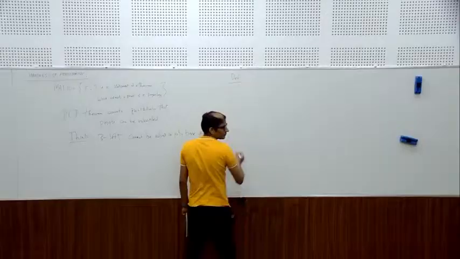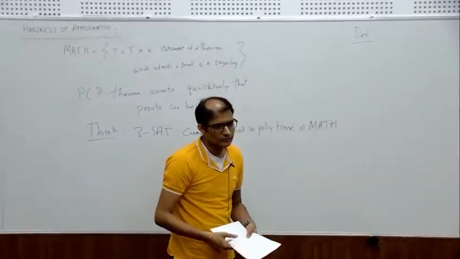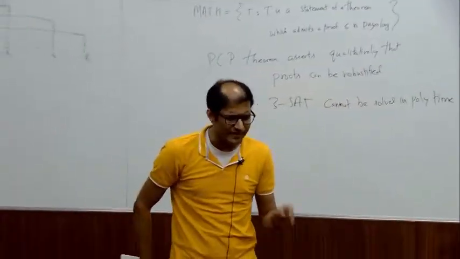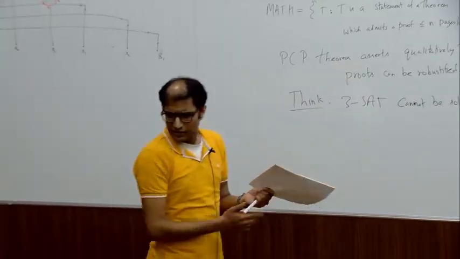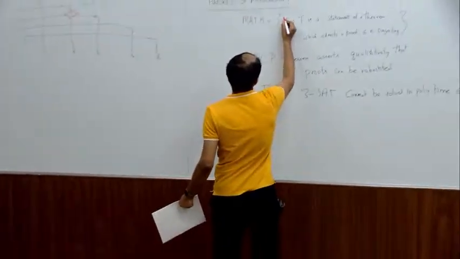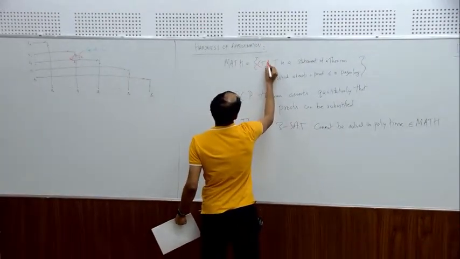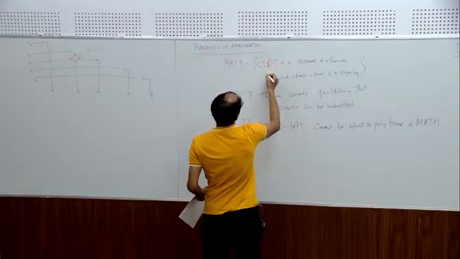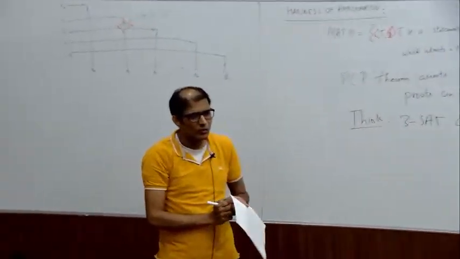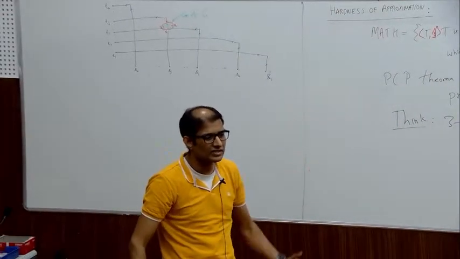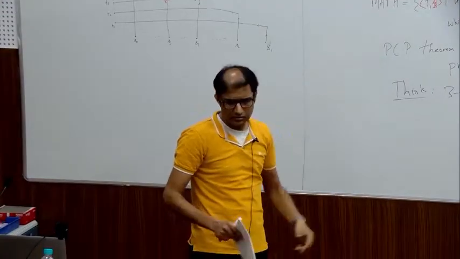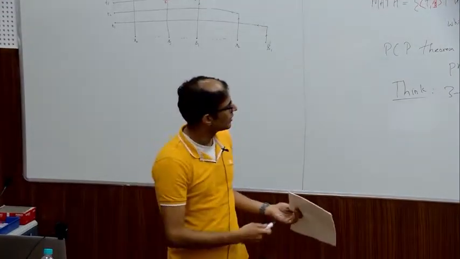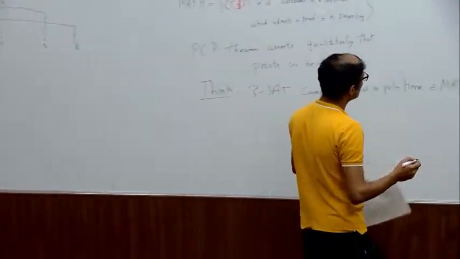Sorry, a small clarification about math. Is this math sub n or what? This is math sub n. Good point, very good point. So this class should really be written with a subscript n, to indicate that the length of the input is n, that the proof is supposed to be polynomial in some parameter. What is that parameter? That n. Good.